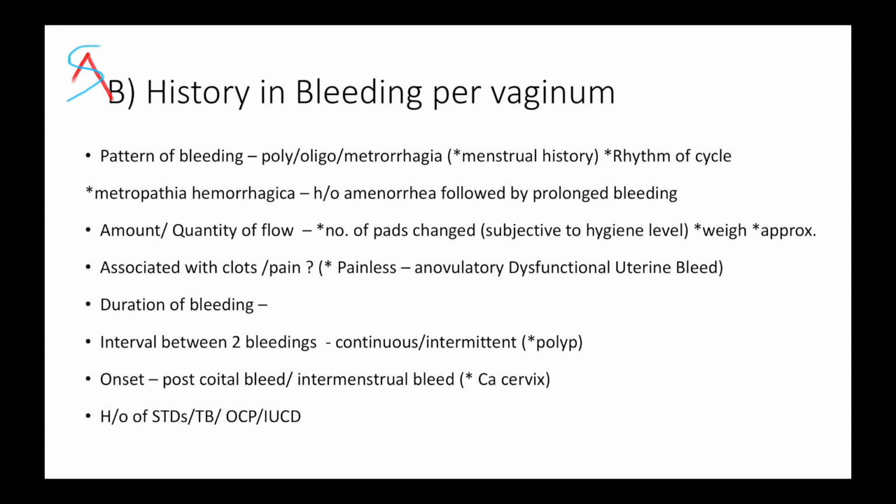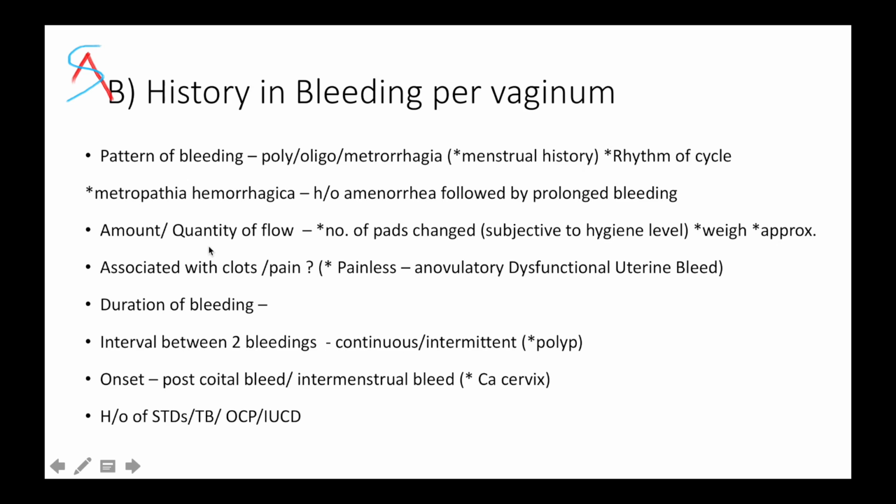If the patient says I have bleeding per vaginum, the most important part is to take the menstrual history, like what the rhythm of the cycle is, whether it is oligomenorrhea, polymenorrhea, or metrorrhagia. So all these terminologies you have to learn, especially in metropathia hemorrhagica, there will be a history of amenorrhea followed by prolonged bleeding. So these patterns can also help you in diagnosing the disease.